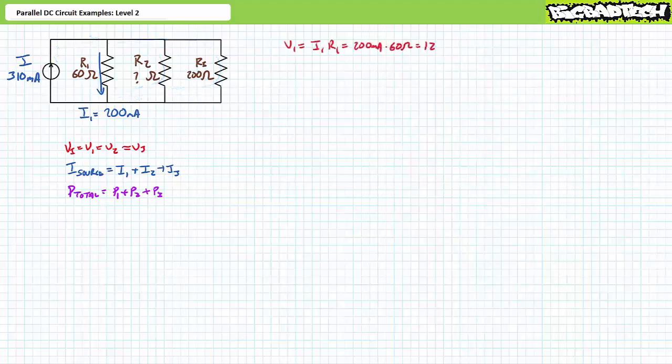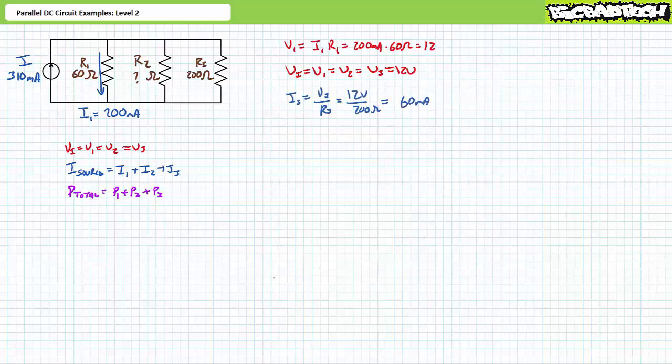The voltage drop across resistor 1 is equal to current through it times its resistance. Substituting our given values demonstrates V1 to be 12 volts. Voltage across elements in parallel is the same. The voltage induced by the current source is equal to V1, which is equal to V2, which is equal to V3, and they are all equal to 12 volts.